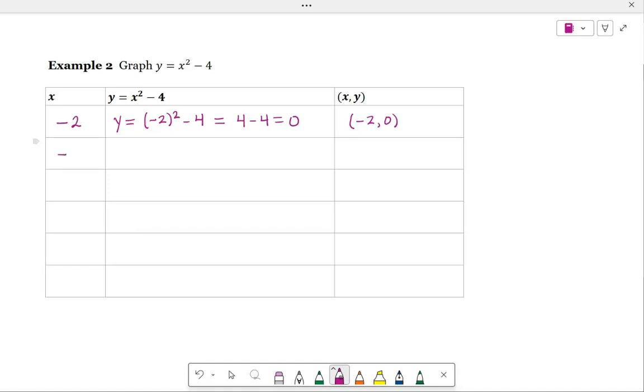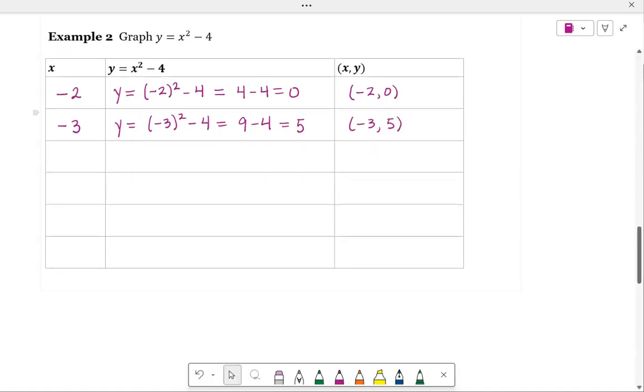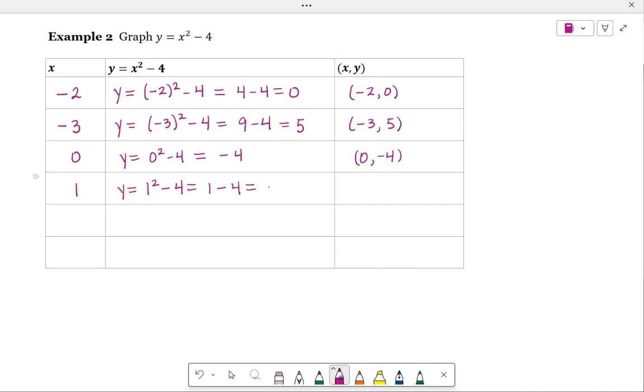Let's plug in -3. I'm going to have -3 squared minus 4, which is 9 minus 4, or 5. (-3, 5) is another point on my graph. What if I plug in 0? It looks like I'm getting -4. Let's plug in 1. Y equals 1 squared minus 4, which is -3.